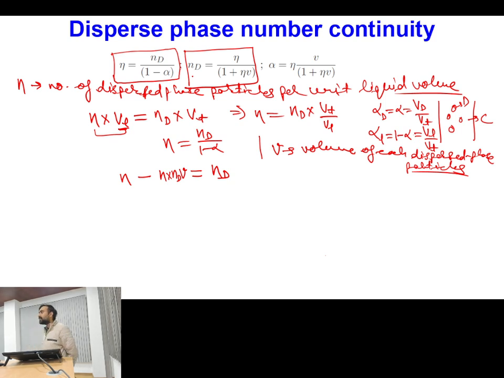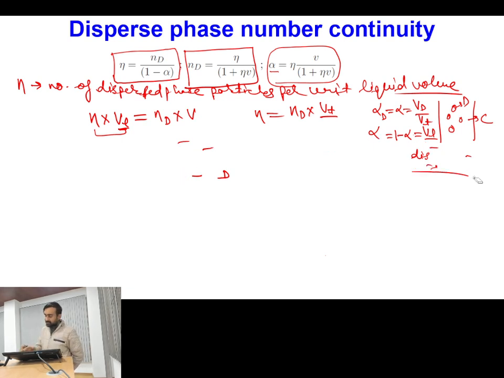Are all clear with this idea? Then simply if you do further manipulations you can also write alpha equal to eta into V by 1 plus eta V. So these three forms can be simply obtained from the algebraic manipulations between eta and eta d, considering V as the volume of each dispersed phase particle. All clear with this idea? So you can carry out these algebraic manipulations. The first main important relation I have shown you, and the other two you can calculate elaborately. Fine.